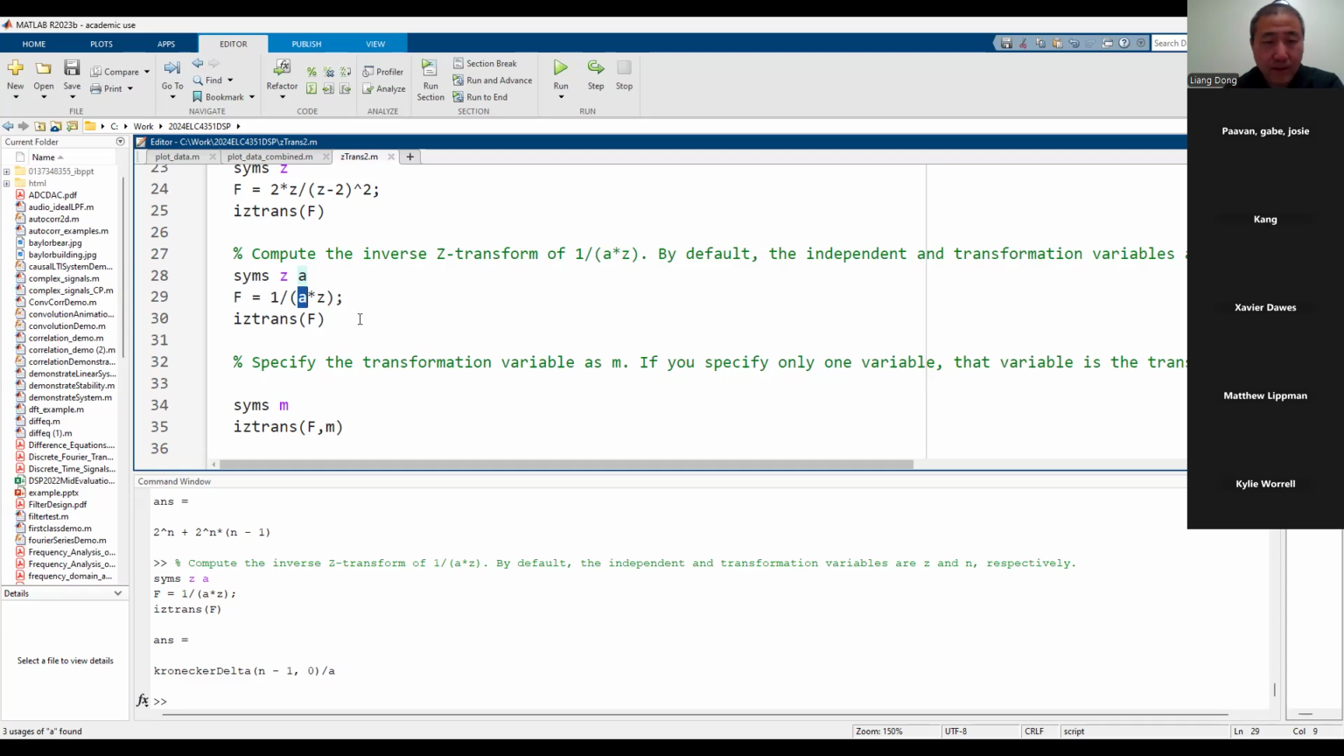Nothing to do with time. No. What is that? This is in the denominator. That's z to the minus 1. So that's just one delay, right? Delay unit z minus 1.